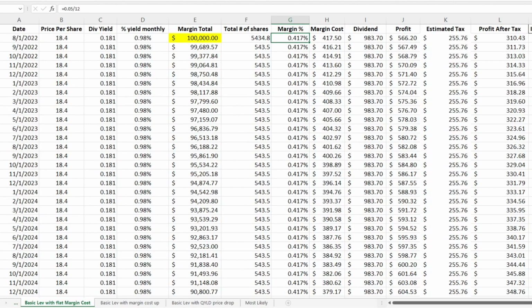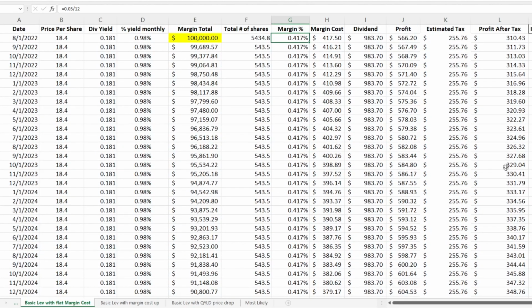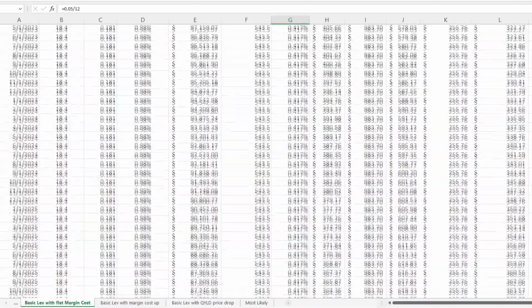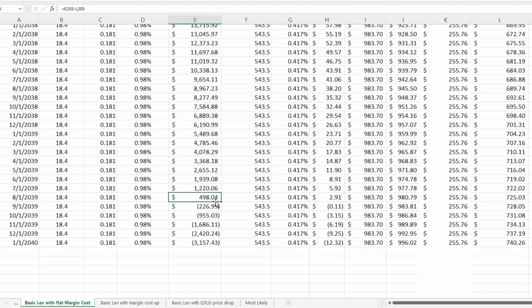Then you could expect to borrow $100,000 of margin, invest it all into Qyld, be making profits every single month, you can see right here, to pay off your loan. And it will take you around 17 years to pay off your loan. So 17 years of some risk to pay off your loan if all stays the same.